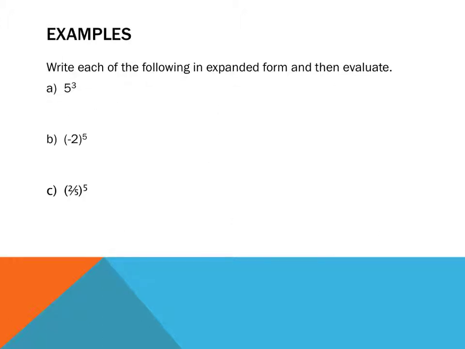Okay, when we look at these ones here, we need to write each of the following in expanded form and then evaluate. So the first one here is the same as writing 5 times 5 times 5, which is 5 times 5 is 25, times 5 is 125. Okay. The next one's a little bit important.